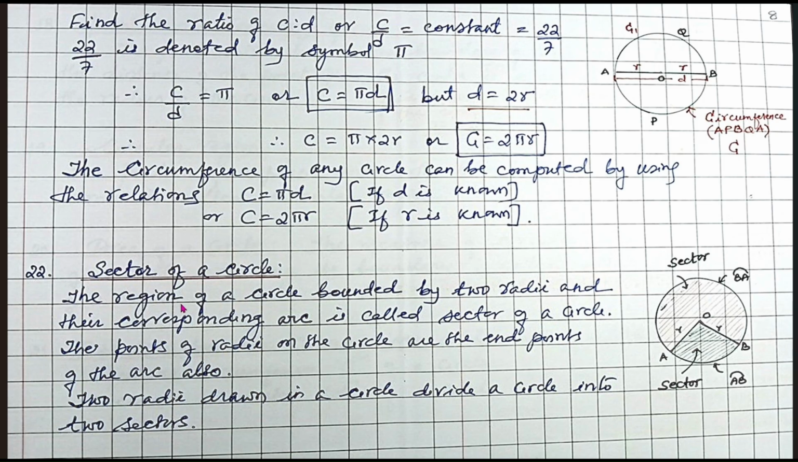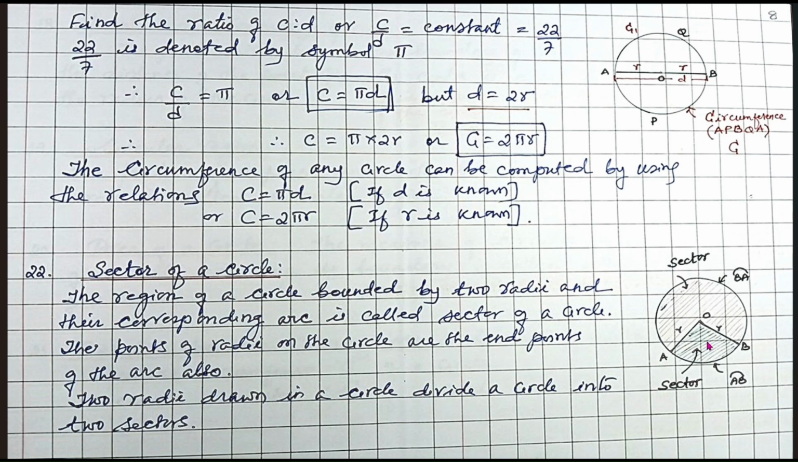Remember that. Now the next important discussion is the sector of a circle. What is the sector of a circle? The region of a circle bounded by two radii and their corresponding arc is called a sector of a circle. Let us understand here. If we have a circle C1, and OA and OB are the two radii, and we have an arc AB, the region which is bounded by the two radii and the arc AB is called a sector.